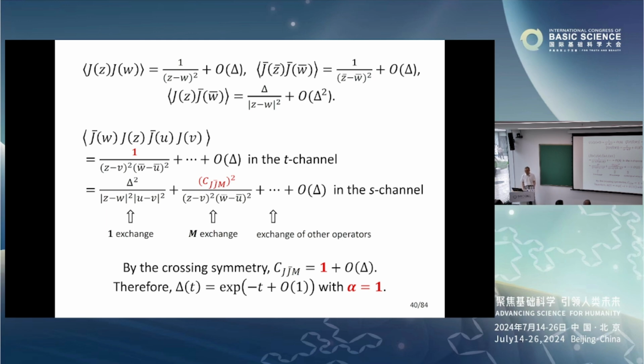That is, by crossing symmetry, by identifying the T-channel identity exchange and the S-channel marginal operator exchange, we can say that C J J-bar M is equal to 1, and therefore the coefficient is 1.